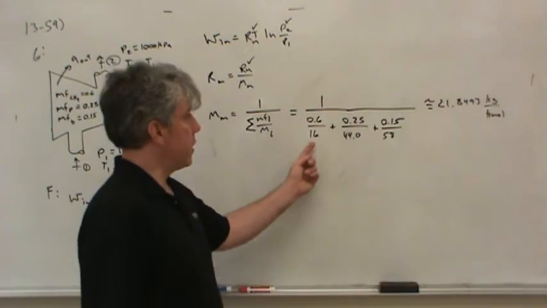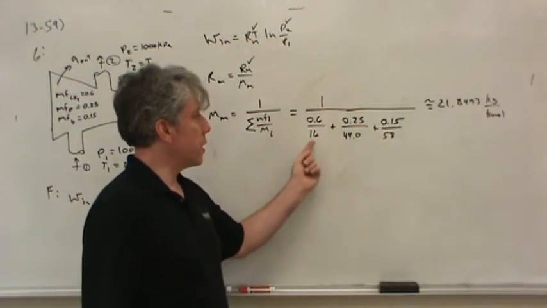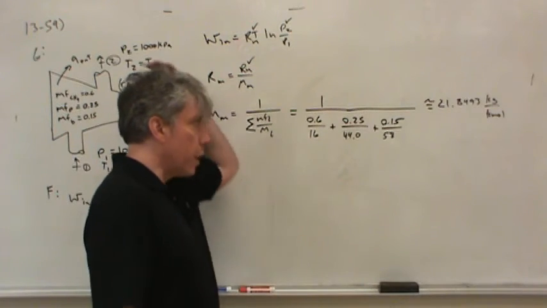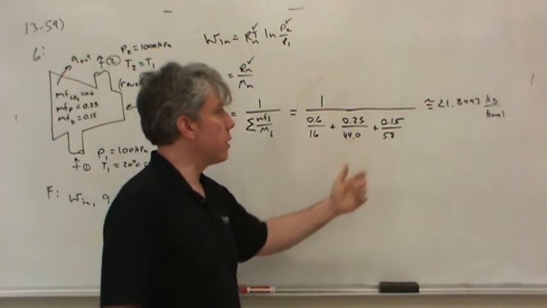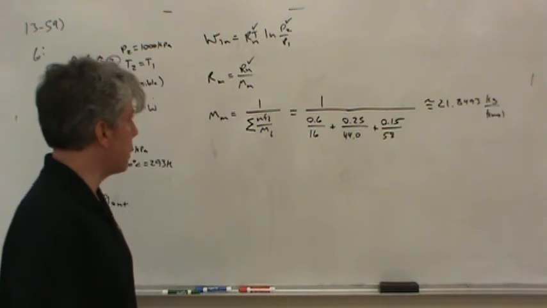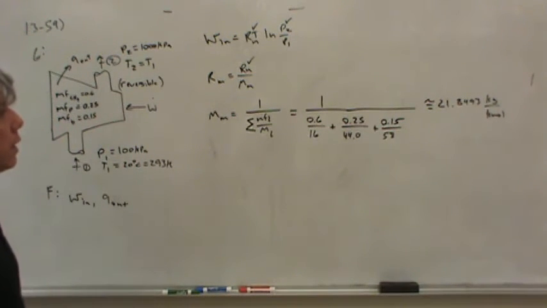So it's not surprising that it's somewhere between these, right? It's not surprising it's weighted closer to the 16 than to the other two because there's more of it. 60% of this is methane. So there's our molar mass, or our molecular weight of the mixture.